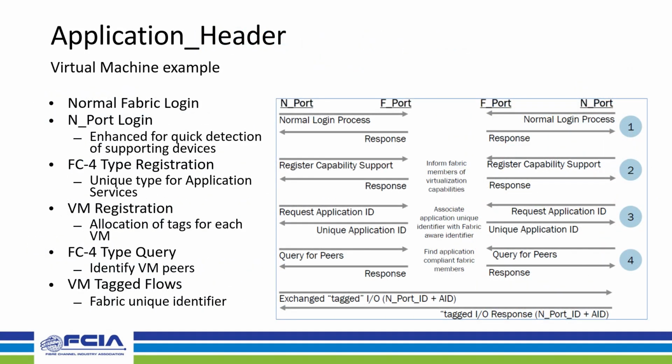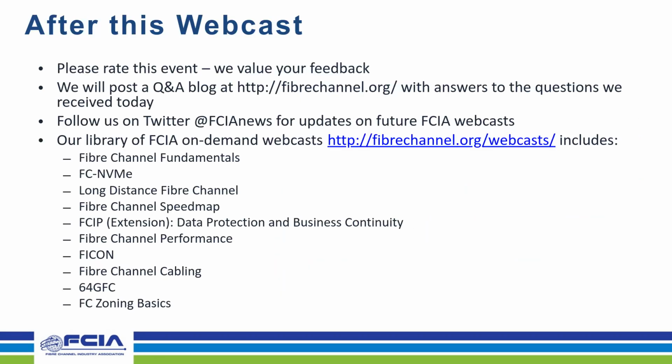And then we have the mechanism for virtual machines, which uses the application header, and this is the VMID. It allows for registration and identification of virtual machine flows within the fabric. And with that, I'll pass it on to Dave Rodgers.